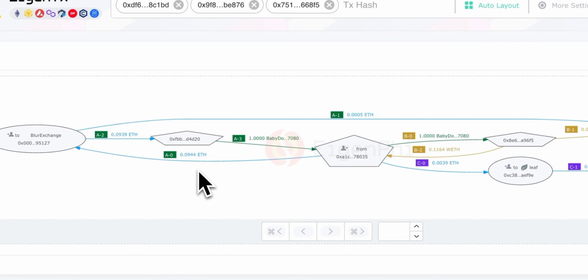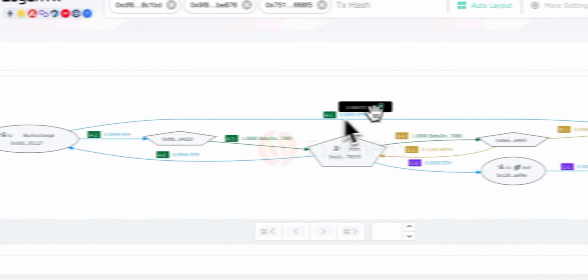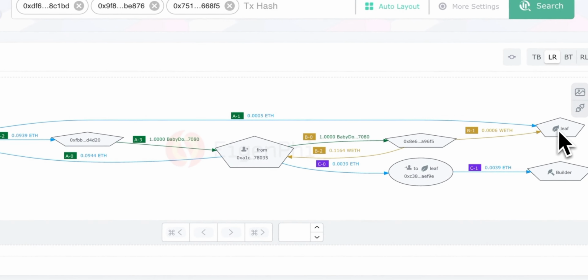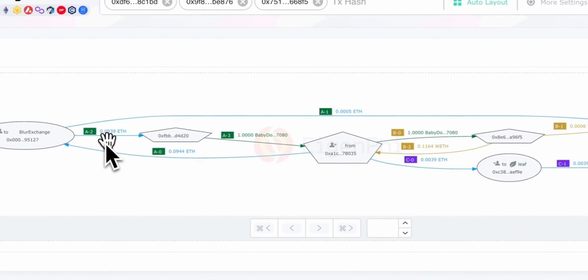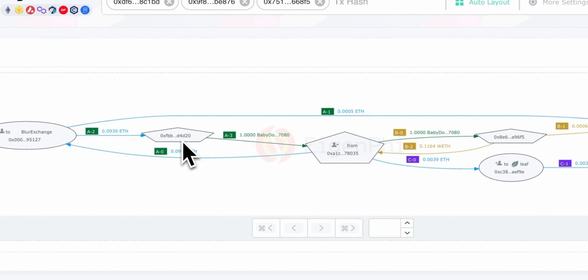Then, Blur Exchange transferred 0.0005 ETH to the NFT fee collector and 0.0939 ETH to the NFT seller in steps A1 to A2. It triggered the NFT transfer to the from address at the end of transaction A in step A3.